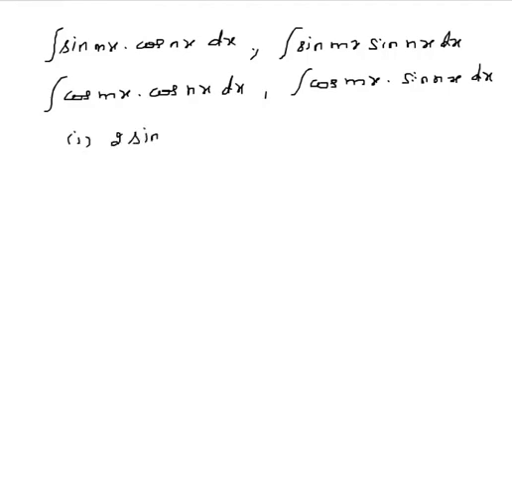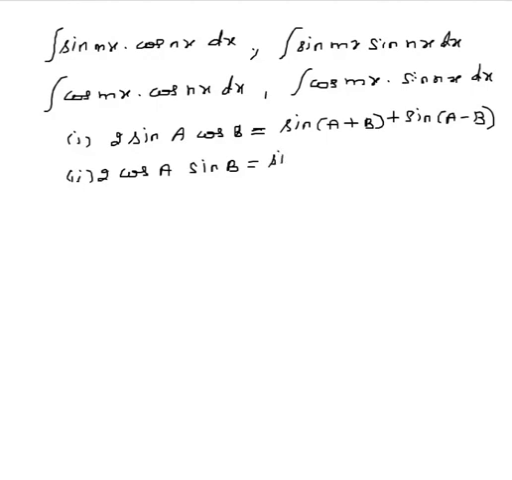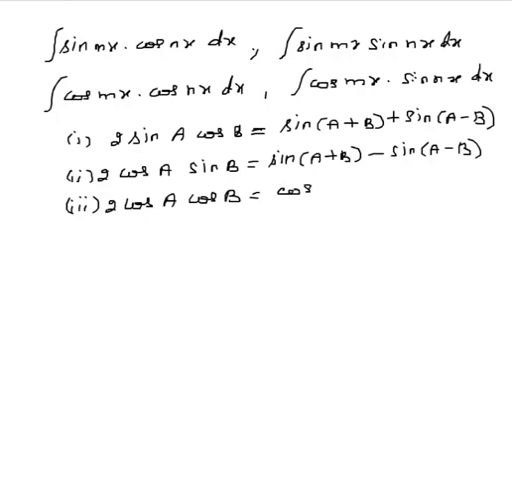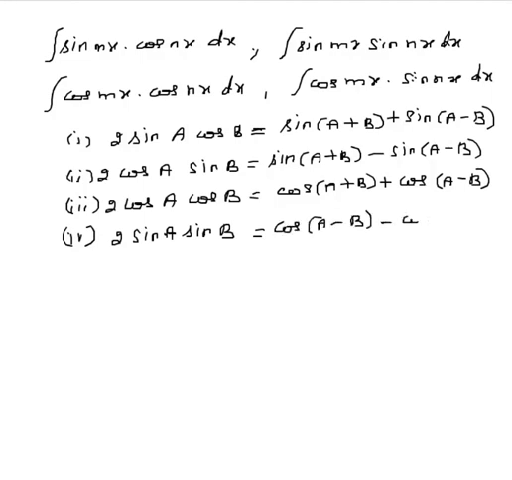2 sine A cos B is equal to sine of A plus B plus sine of A minus B, and 2 cos A sine B is sine of A plus B minus sine of A minus B. 2 cos A cos B is equal to cos of A plus B plus cos of A minus B, and 2 sin A sin B is cos of A minus B minus cos of A plus B.